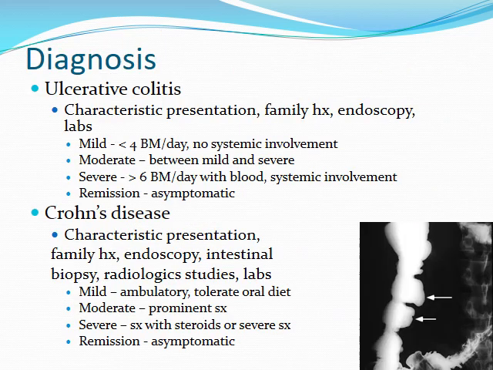Usually, the diagnosis is going to be based more on symptomatology. So typically there's a pretty characteristic presentation or family history, and then obviously an endoscopy is going to be pretty useful for examining the tissue to see exactly what's going on. Here, severity can be described by basically how many bowel movements they're having a day, and whether or not more systemic involvement is present.